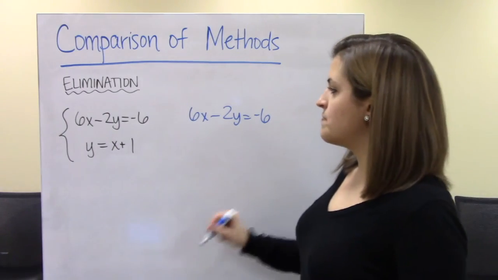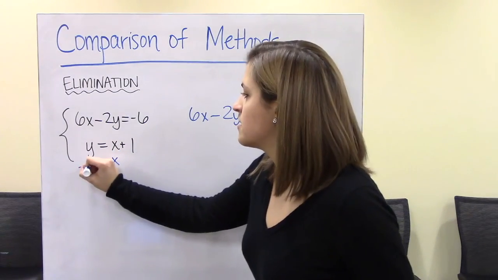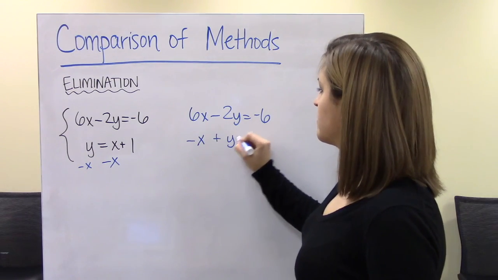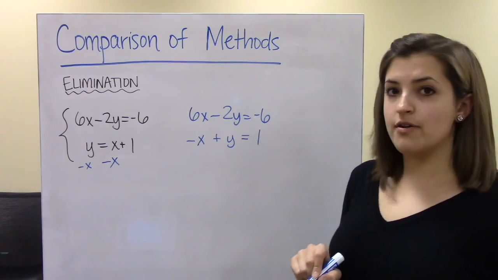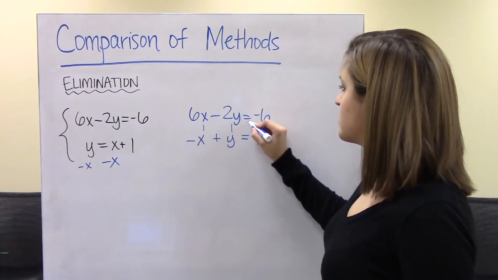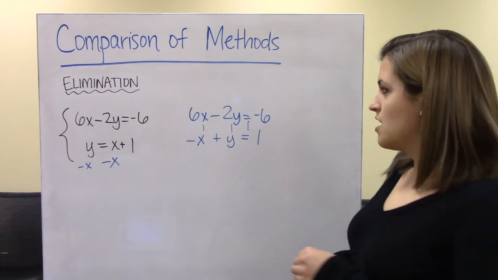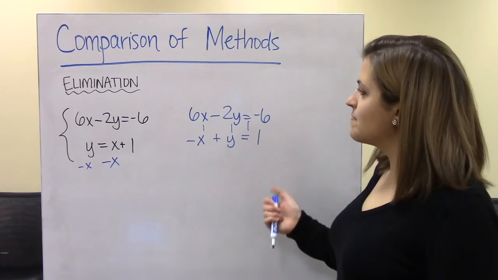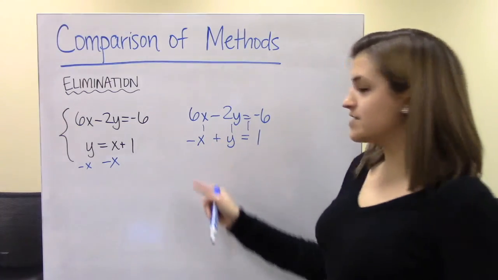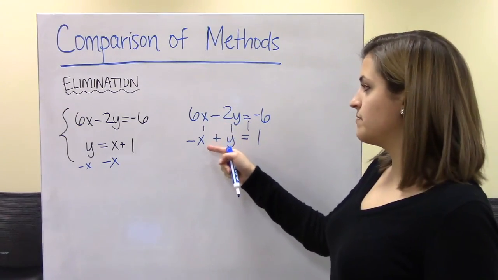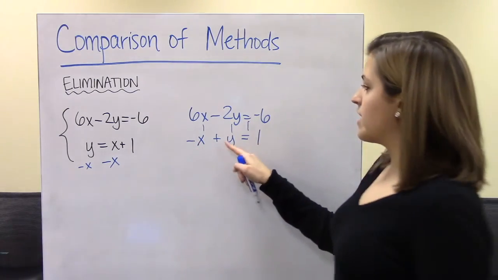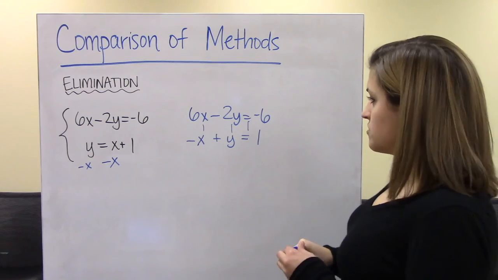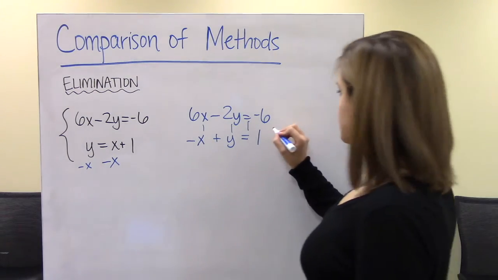But then for the second one, I'm going to subtract x so that I have it on the left. So I have negative x plus y equals 1. Now I can see that my x's, my y's, and my equal sign are all lined up, so I'm good to go. Now I have to figure out what I can cancel. So I have a couple choices. I can either multiply the bottom by 6, and my x's will cancel, or I can multiply my bottom by 2, and when I add these two together, the y's will cancel. So maybe I'll just multiply by 6.